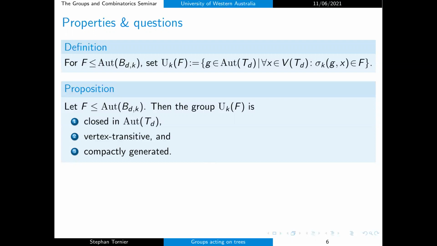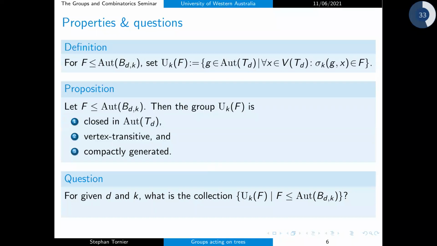And if you deal with finitely generated groups, or if you deal with abstract groups, well then, if they're not finitely generated, you can't really do much. So we typically want them to be compactly generated. But the question is, well, what class of groups do I really get? If I let F go through all the possible subgroups of odd BDK, what is this collection of UKs of F? So in other words, can I classify the UKs of Fs?